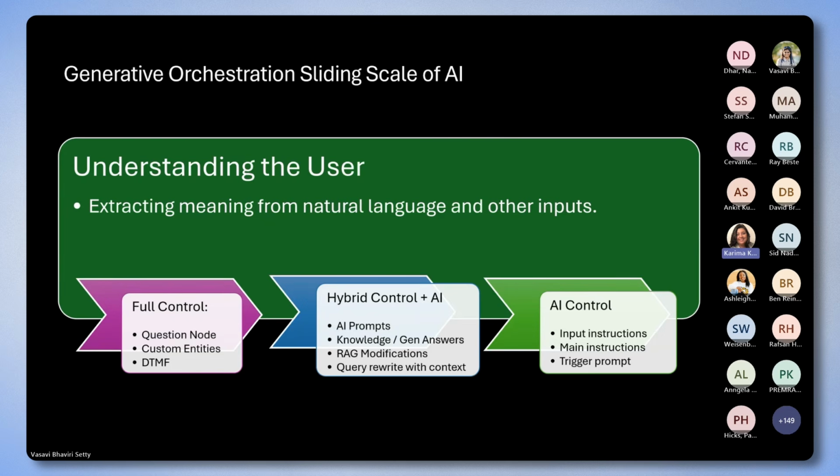Because how would any external system answer that? You need some context to add to that question. And so the query rewrite node can do that for you. So there are a lot of ways to add hybrid control to understanding a user. Okay, and understanding was already the selling point of generative orchestration. So that was more for you guys. All right, next slide.